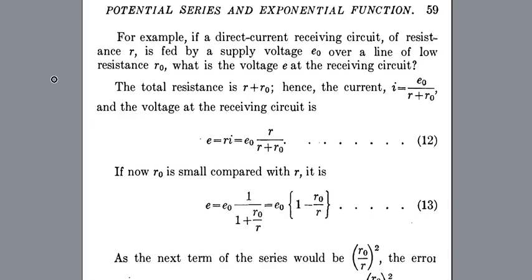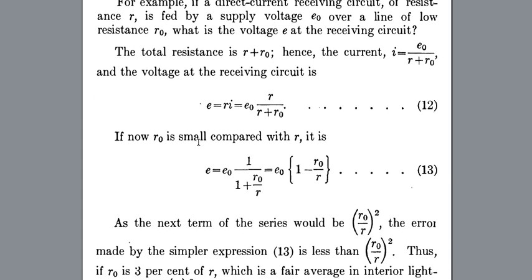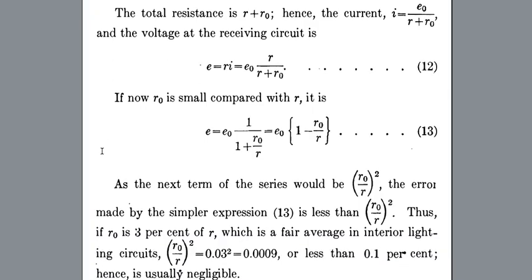The total resistance is R plus R sub 0. Hence, the current I equals E sub 0 divided by the quantity R plus R sub 0. And the voltage at the receiving circuit is E equals R times I, which equals E sub 0 multiplied by the fraction R divided by the quantity R plus R sub 0. If now R sub 0 is small compared with R, it equals E sub 0 multiplied by the fraction 1 divided by the quantity 1 plus the fraction R sub 0 divided by R, which equals E sub 0 multiplied by the quantity 1 minus the fraction R sub 0 divided by R.